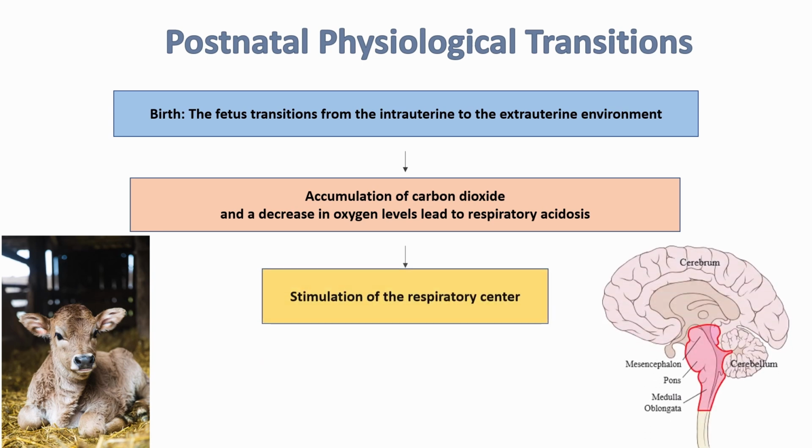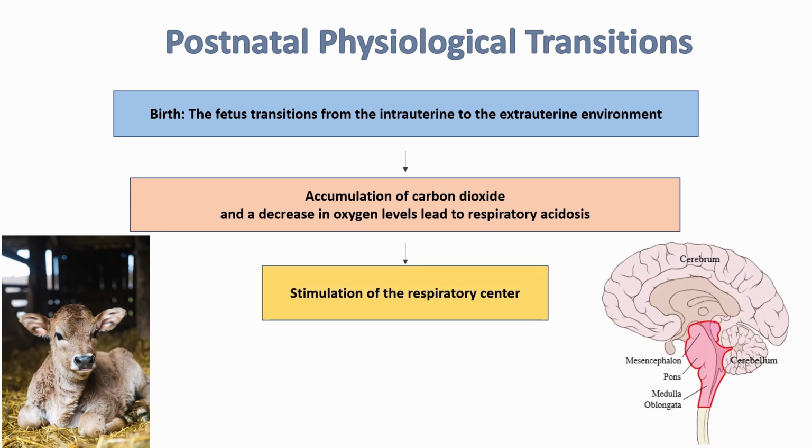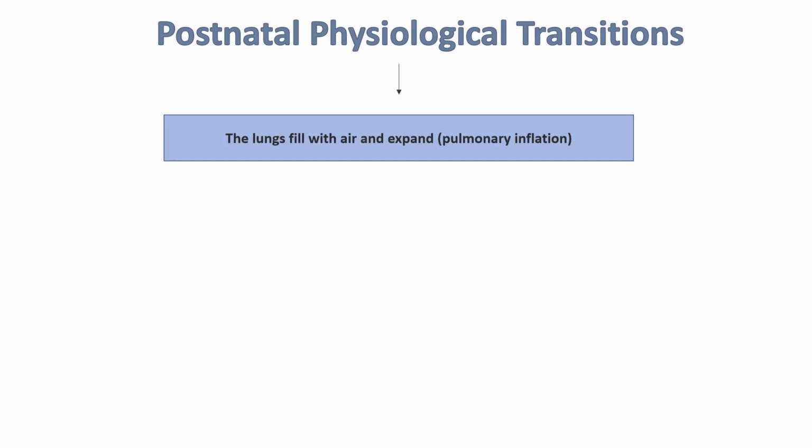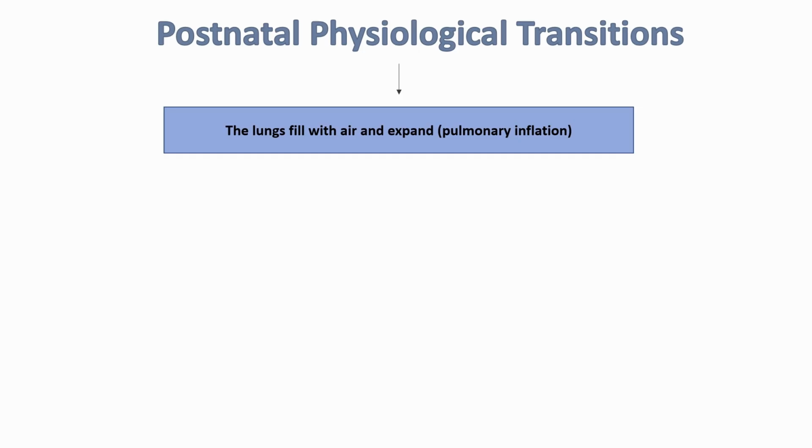This chemical change signals the respiratory center of the brain. It is located in the brainstem, specifically in two main areas, medulla oblongata and the pons. The brain then commands the lungs to take the very first breath. The lungs fill with air and expand, pulmonary inflation.